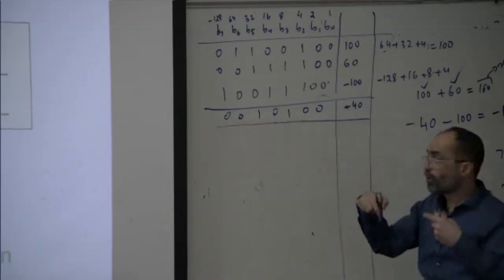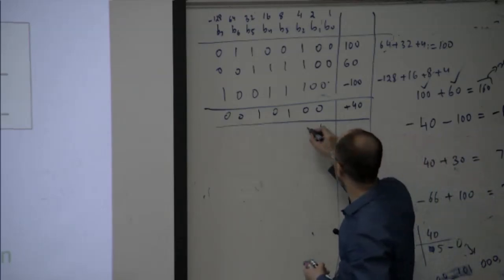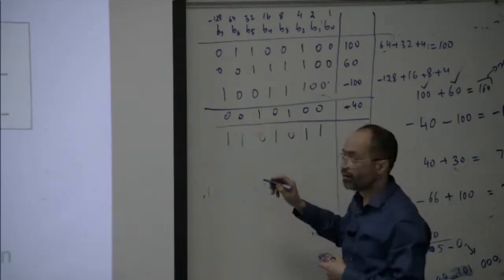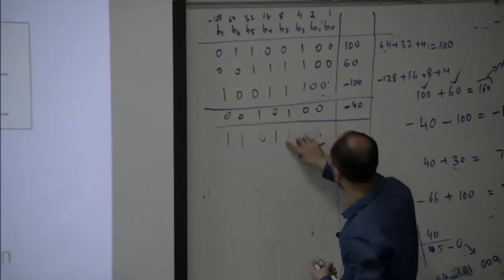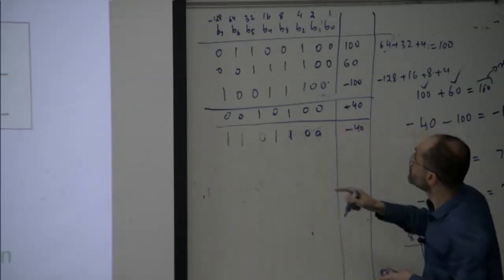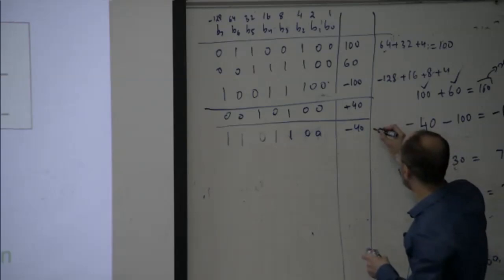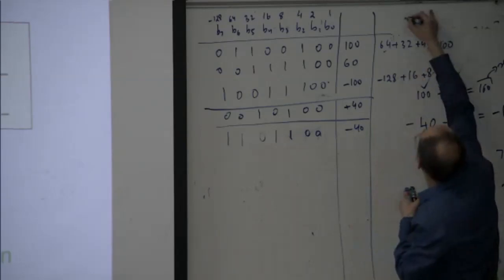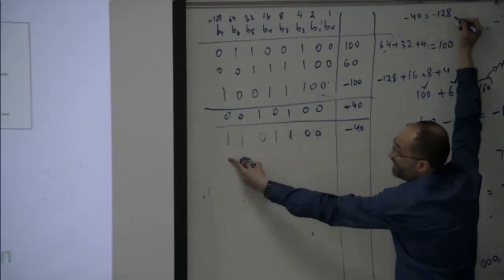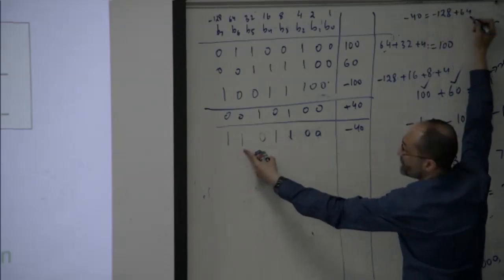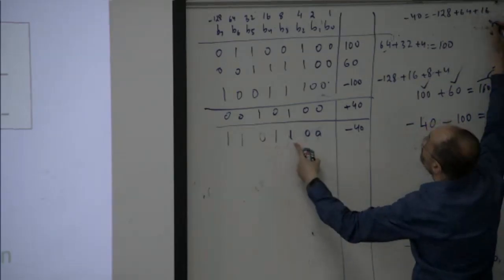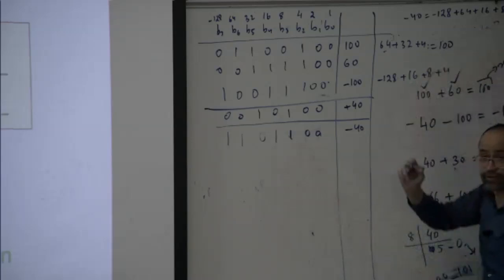What should we do? 1's complement. 1's complement becomes what? 1 1 0 1 0 1 1, and we add 1. So it becomes 1 0 0. This one is minus 40. And how can we calculate minus 40? So minus 40 is equal to, can you see here? Minus 128 plus 64, which is minus 64, plus 16, minus 48, and plus 8, which is minus 40.